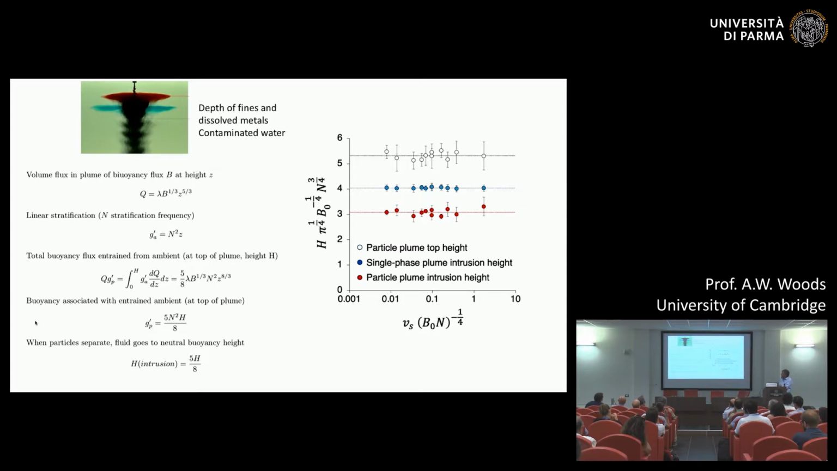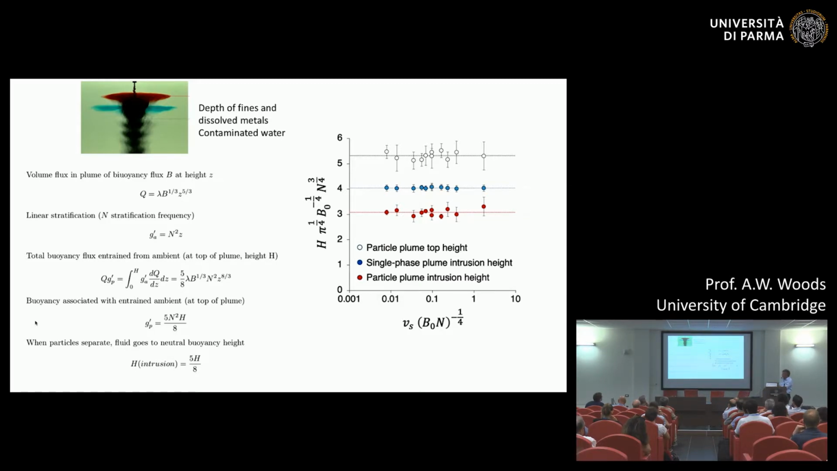So what we can do is we can combine this expression for the volume flux with an expression for the stratification. Because we've got a linear stratification, the density increases linearly with depth. And so if we work out the integral of the buoyancy or the stratification of the ambient water at any height, and the amount that we entrain, which is dq dz, so the amount you entrain at each height is just the gradient of the volume flux, if we integrate that over the height of the plume, then we get the total amount of salt we've entrained from the ambient.